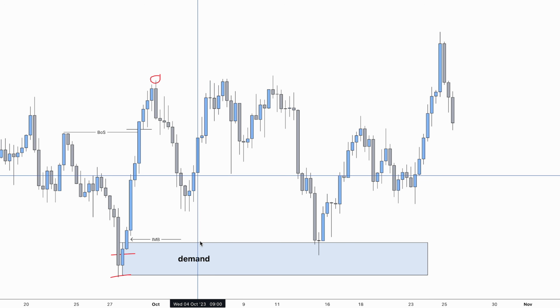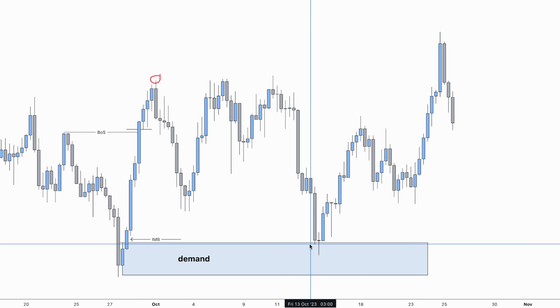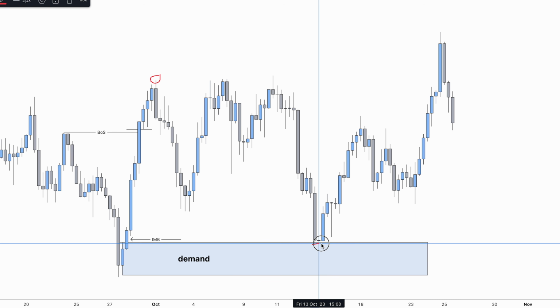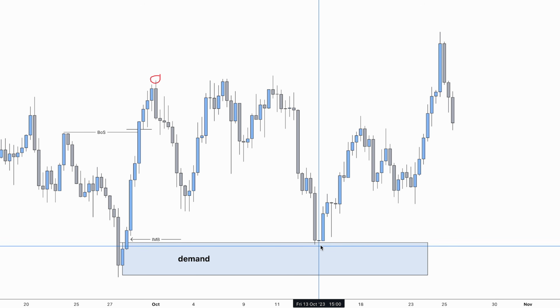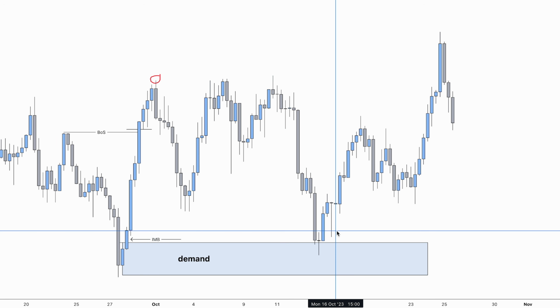So we look to buy from these demand areas, understanding that they are seen as very favorable or discount prices for market participants to buy from. And we just want to join that flow and make sure we're getting in around the same discount price levels.